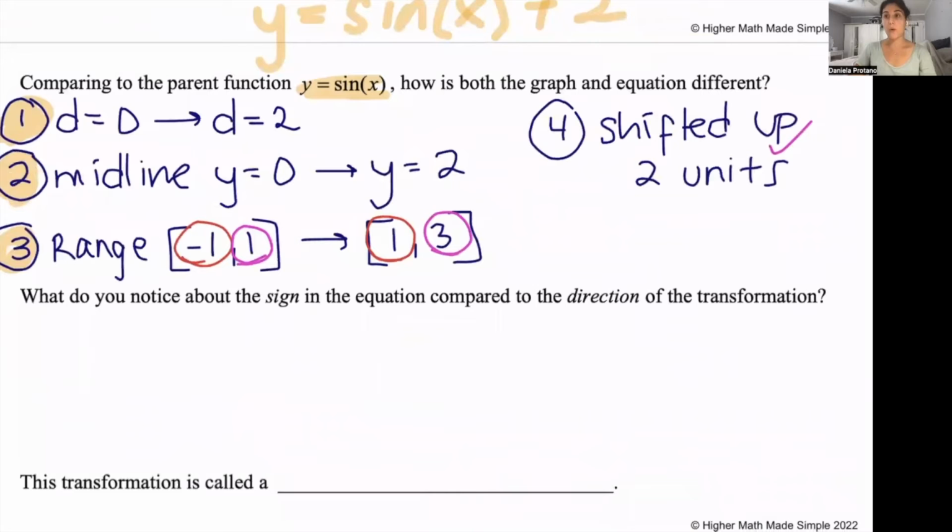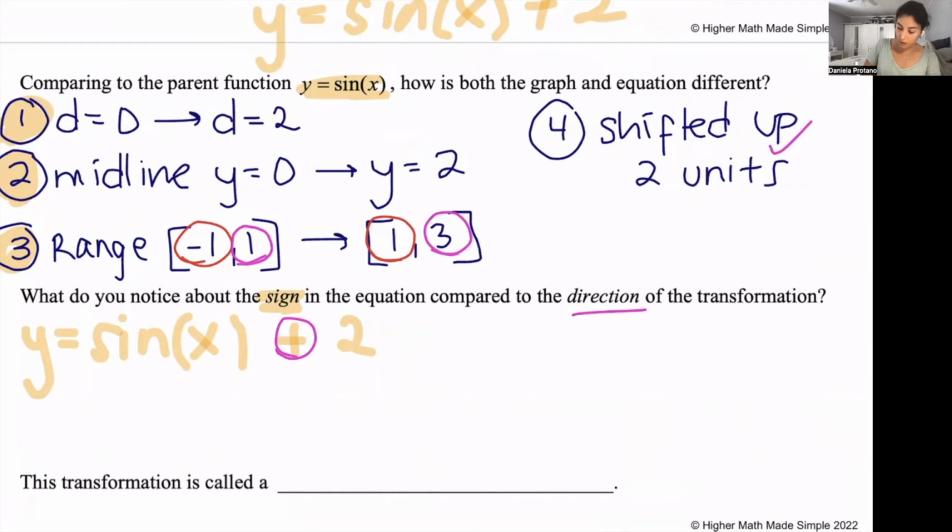Now, here's the really important thing, because people confuse the horizontal shift and the vertical shift. So what do you notice about the sign in the equation, right? If we talk about y equals sine of x plus 2, in the equation we have this sign, which is plus. How do we compare that to the direction of the transformation? Well, notice that since it was a plus sign, that plus directly translated to the function moving up.